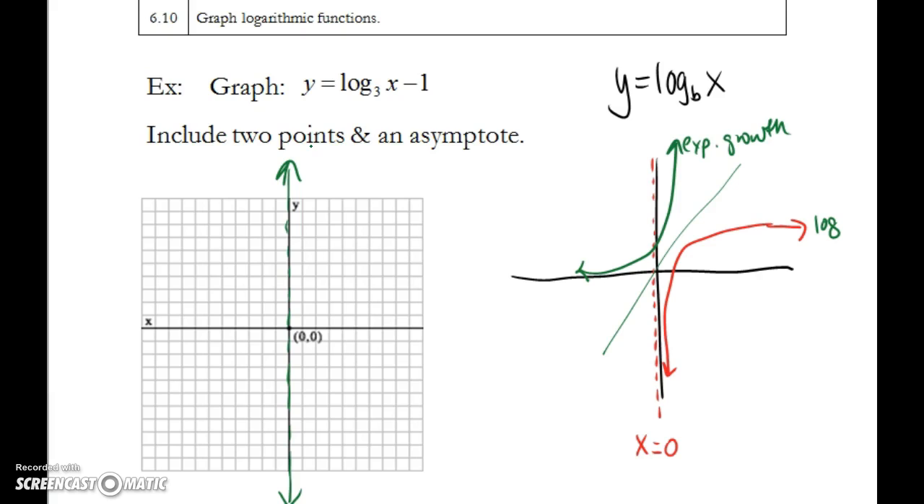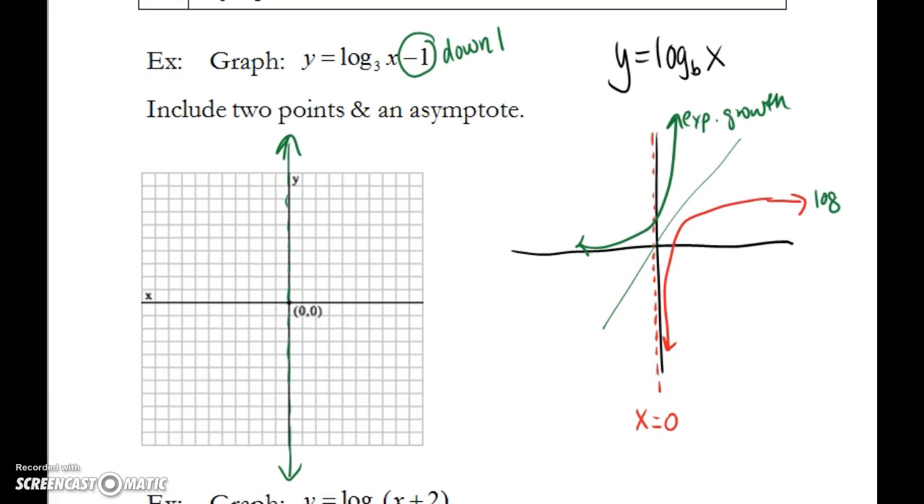So only horizontal translations are going to affect the location of the asymptote. Otherwise, it'll be at x equals 0. So we look at our equation. Are there any horizontal translations? Well, this minus 1 moves it down 1. So moving a vertical line at 0 down 1 is not going to move it away from 0. It's still going to be at 0. Only if it was moved left or right would we move our asymptote. So our asymptote is still here at x equals 0, because there's no horizontal translation, only a vertical one.